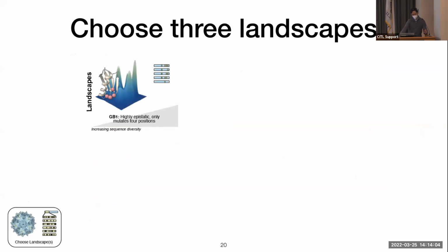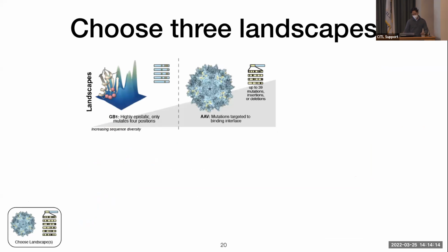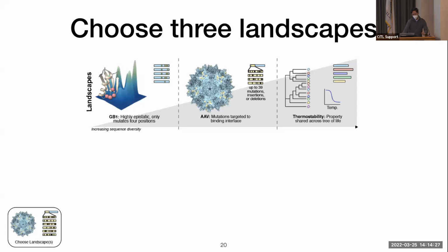So the three landscapes are GB1. This is a 4-site site saturation library. They captured almost all 160,000 possible variants. There's an AAV data set where they mutated 39 positions, including insertions and deletions. This is data out of Dino Therapeutics. And then we also found a thermostability data set where they measured thermostability for proteins across the tree of life. So as we go left to right, we go broader in sequence diversity and less specific.